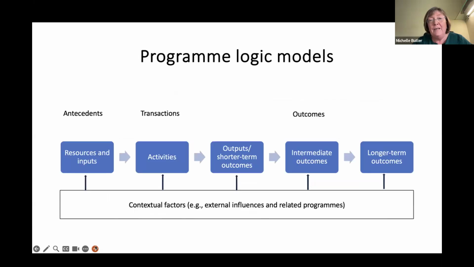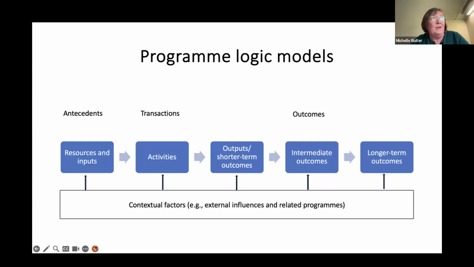So a program logic model, or a logic model. This diagram is from Cooksey et al. And so you can see here that it's a flow chart where the attempt is made to plot out the different things that contribute to the outcomes and what those outcomes might be. So you've got the inputs and resources, which are the antecedents. They relate then to what happens in the program, the transactions or activities. And then they relate to the immediate outputs or shorter term outcomes.